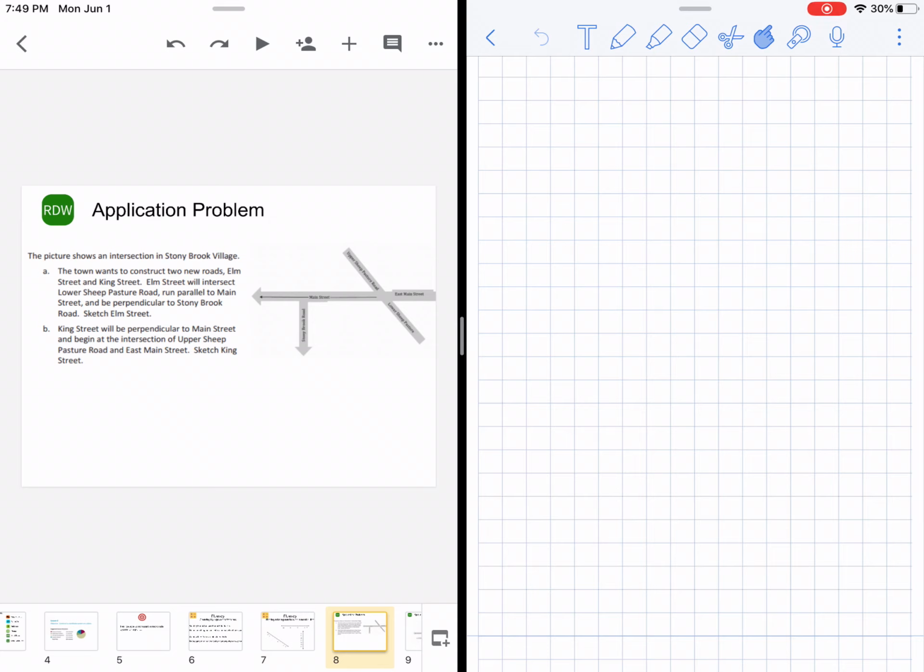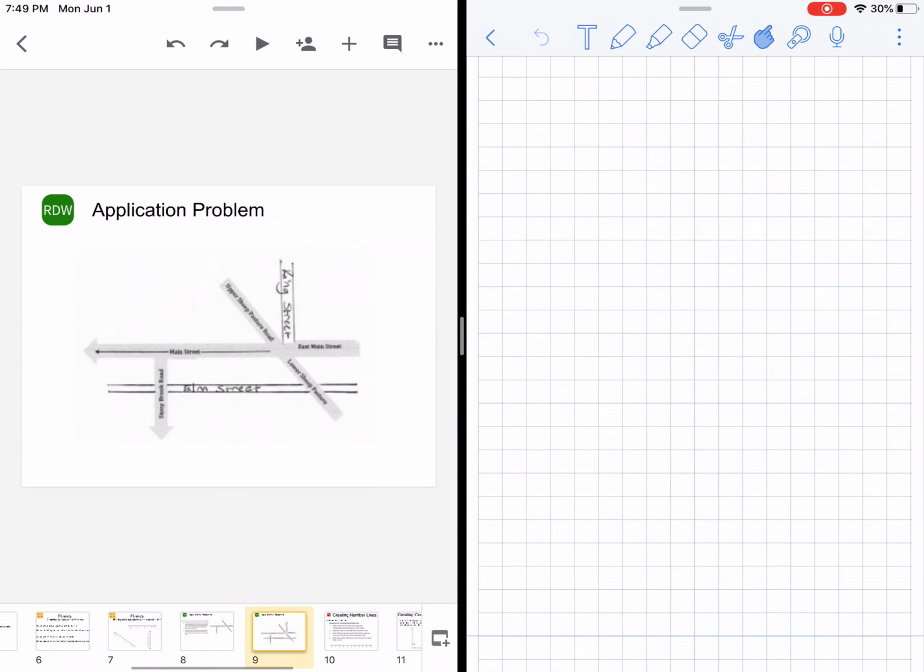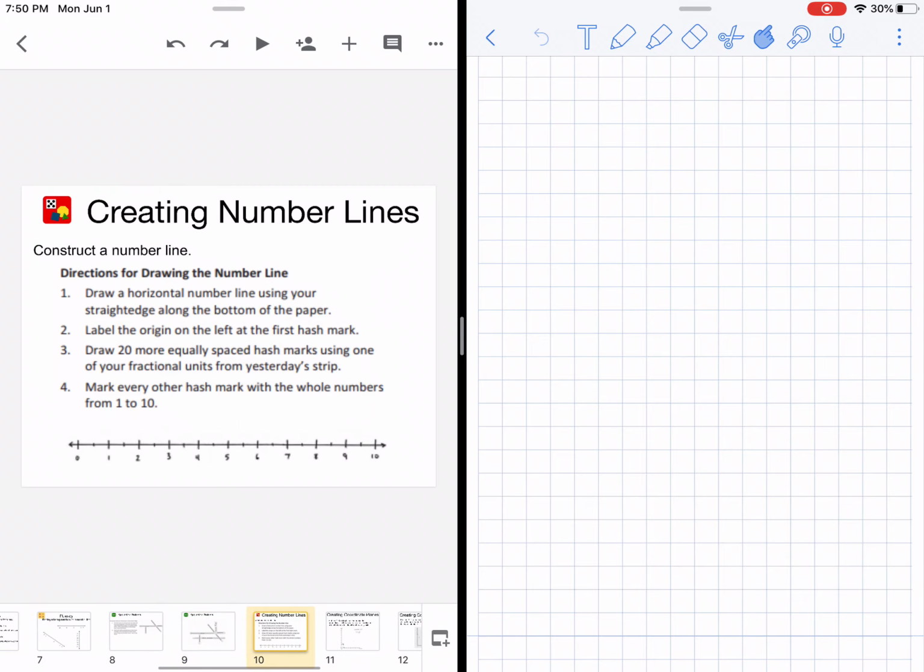We did our application problem, and ours looked very similar to this one, using the words parallel like Elm Street and perpendicular like King Street. And so today what we are going to do is construct a number line. So you are going to need your grid paper. You are going to need your pencil.